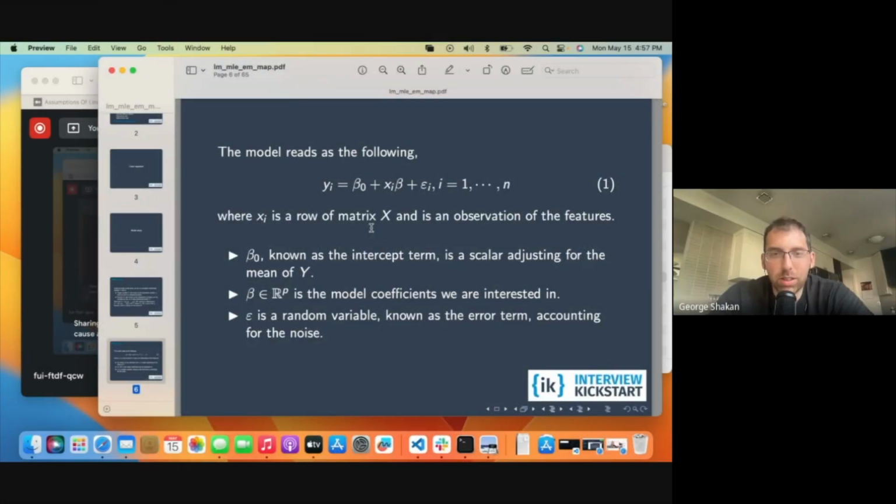Okay, so hey guys, today we're talking with Robert as he studies for his data science interviews. We're going to start off with linear regression. He had some math questions for me, so hopefully I'll be able to answer them. And yeah, let's just jump right into it.